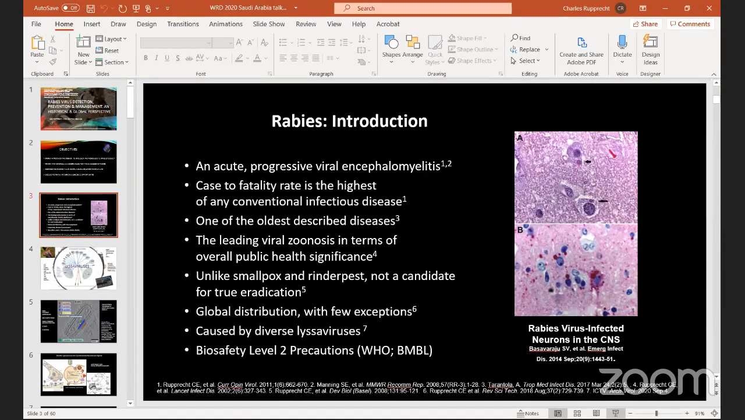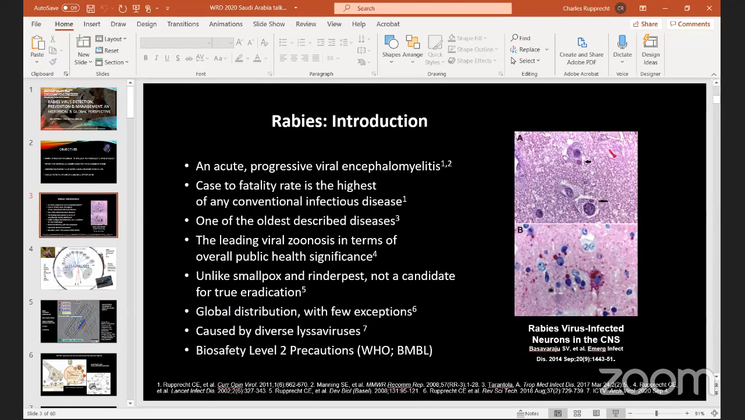So when we're talking about rabies, this particular disease is an acute progressive encephalomyelitis. It has the highest case fatality of any conventional infectious disease. Just about every major civilization has described a malady like rabies throughout history. In my mind, I believe that rabies is the major viral zoonosis, given its burden and its distribution and its cost. Nobody really knows how many people die of rabies every year because our surveillance systems globally are very poor. And so in a good year, we may only have 20,000 human fatalities. In a bad year, that may be over 100,000 deaths.